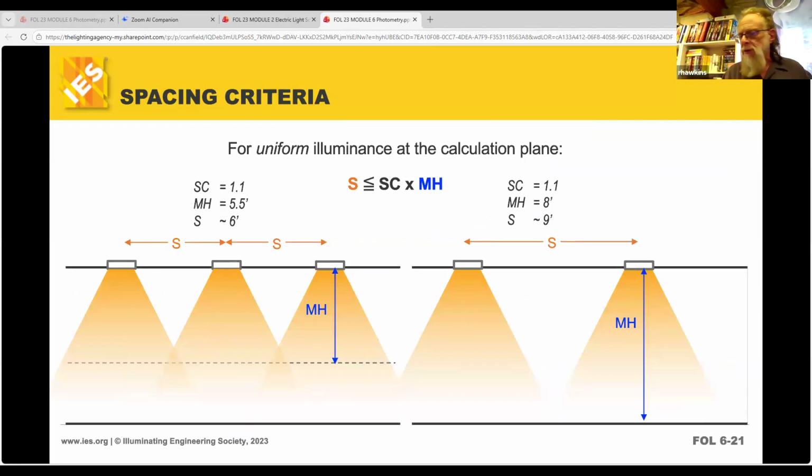Other things that you'll see about fixtures, reported either on their cut sheet or their photometric report, is called spacing criteria. In a lot of cases, this is limited to downlights. The spacing criteria says on this left-hand side, 1.1 actually says it for both. What that means is that if you are X feet above a surface and you go 1.1 times that down the corridor or whatever area you're in, then the resulting foot candles or illuminance down on the ground or work plane, whichever you're talking about, is going to be fairly even.